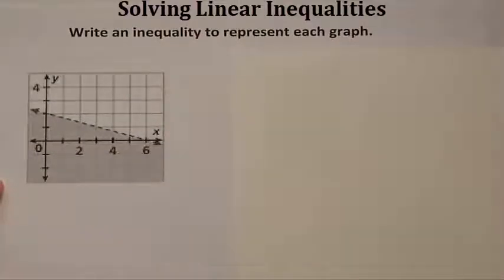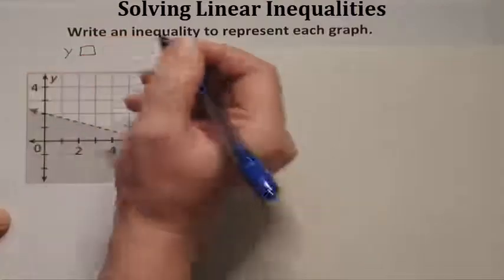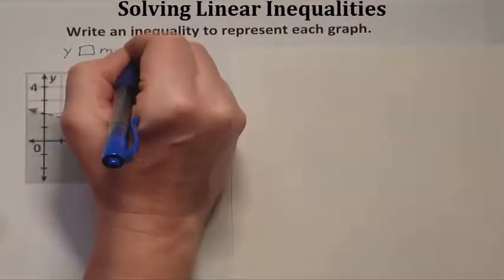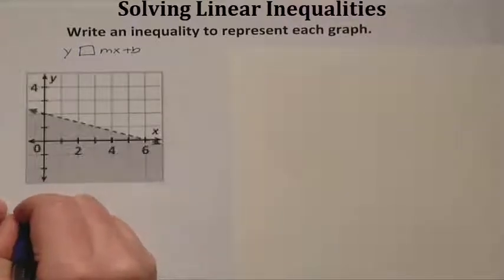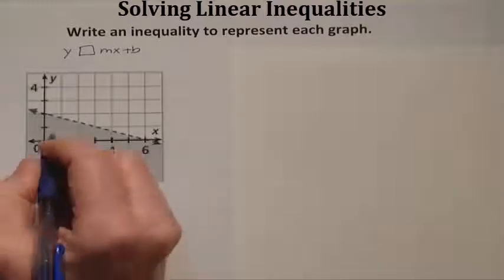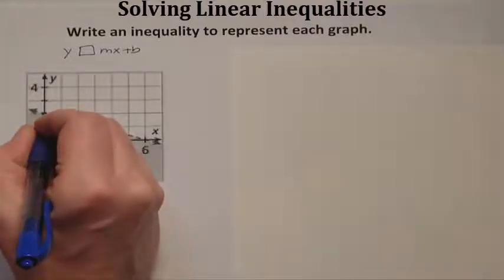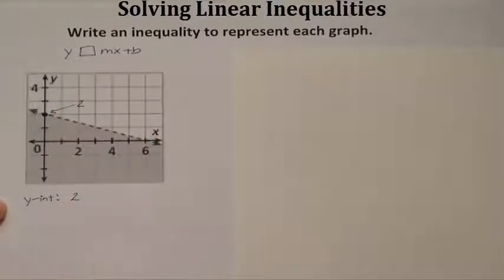Now what if you were asked to go backwards? This time you were actually given a graph and you're asked to come up with the equation. Well, we know that we need y with some inequality symbol, mx plus b, slope-intercept form. So if we need a slope and an intercept, let's go ahead and find our y-intercept. That's where you cross the y-axis. I see that it crosses the y-axis right here, and this is the number 2. So I know my y-intercept is 2.